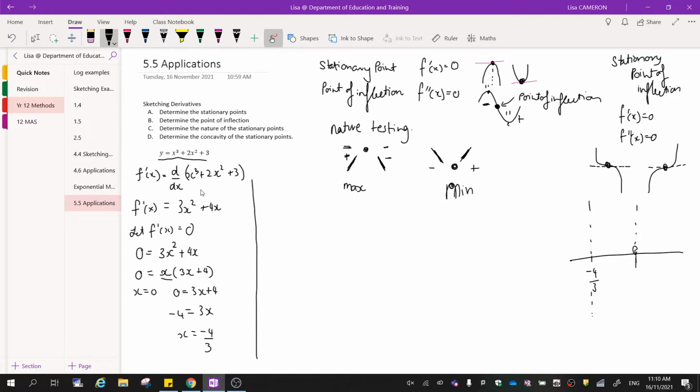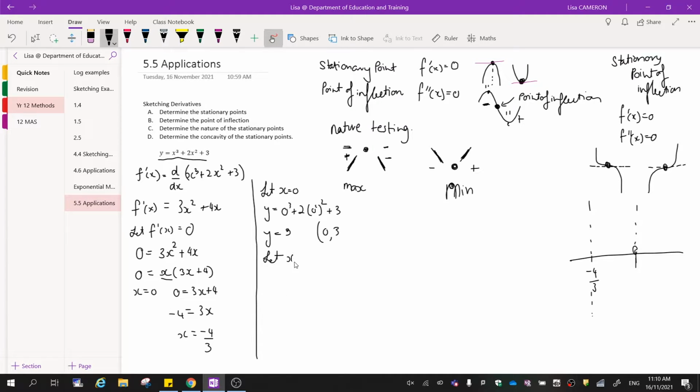Okay, the next point is actually to determine the stationary points. So I do need to substitute them back in to find the coordinates. So let's do that now. So we're going to let x equals 0 in our original function. So y equals 0 cubed plus 2 times 0 squared plus 3. Therefore, y equals 3. So our first coordinate is when x equals 0, y equals 3.